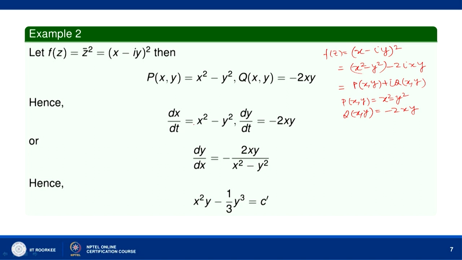Now, dx by dt is equal to P(x,y). So, we get dx by dt equal to x squared minus y squared. And dy by dt is equal to Q(x,y), which gives us minus 2xy. Okay, so what do we get? We get two equations, dx by dt equal to x squared minus y squared, dy by dt equal to minus 2xy. So, what do we get? dy by dx equal to dy by dt divided by dx by dt.